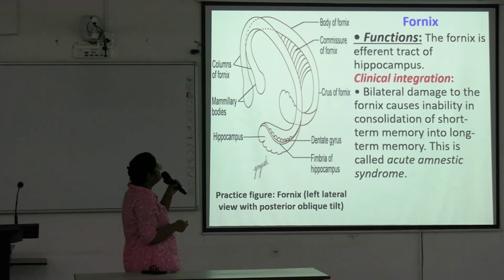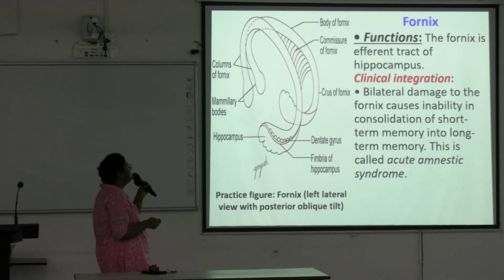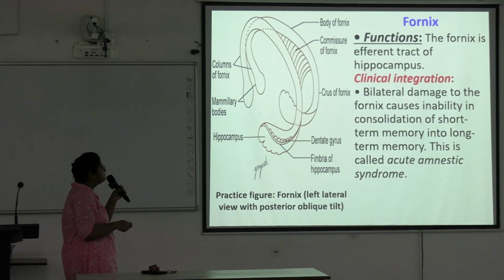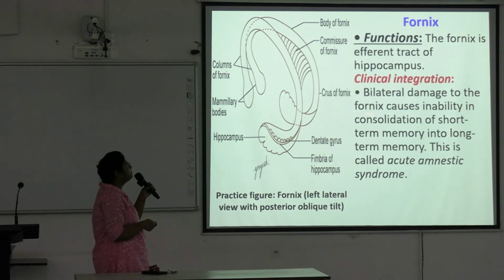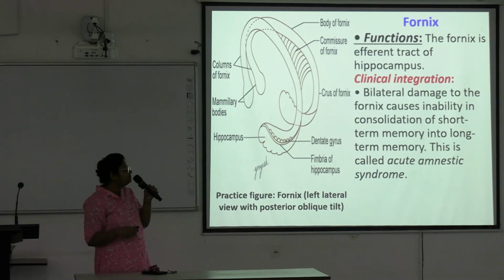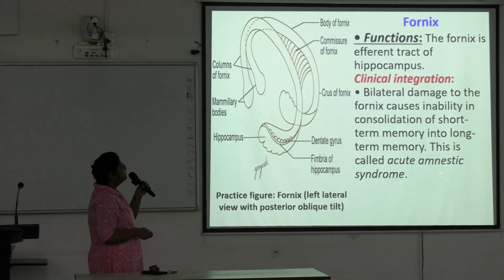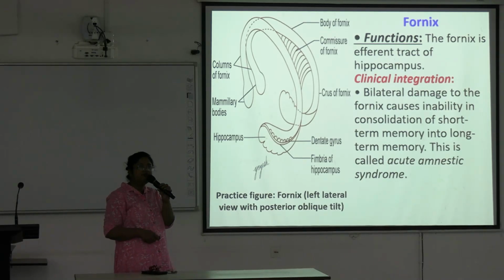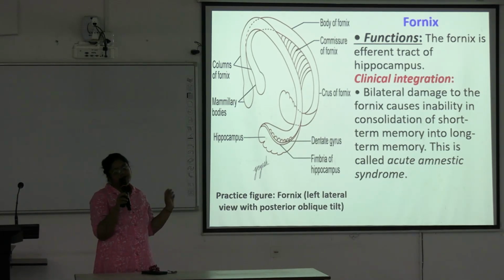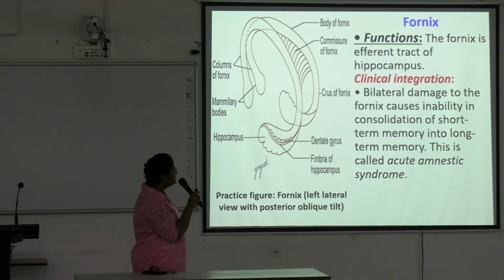What are the functions of fornix? Fornix is the efferent tract of the hippocampus, and these are the clinical integration aspects of fornix. Bilateral damage to the fornix causes inability in consolidation of short-term memory into long-term memory. Short-term memory is not converted into long-term memory in case of lesion of fornix, and this is called acute amnestic syndrome. Understood? Previous memory of the patient is intact, but recent memories will not convert into long-term memories. So that would be the symptom in the patient.